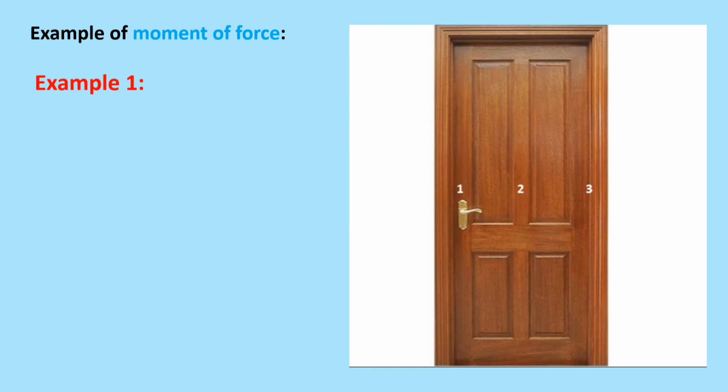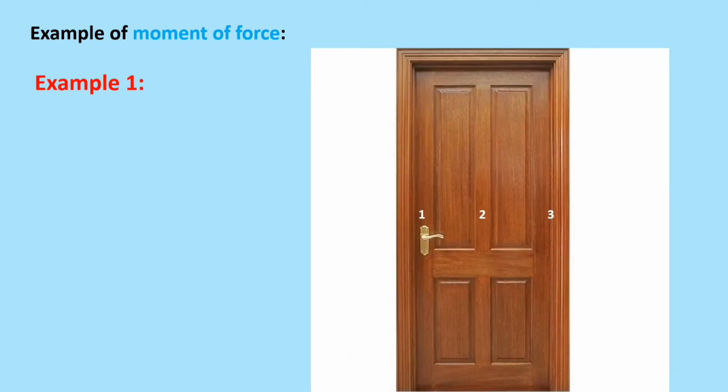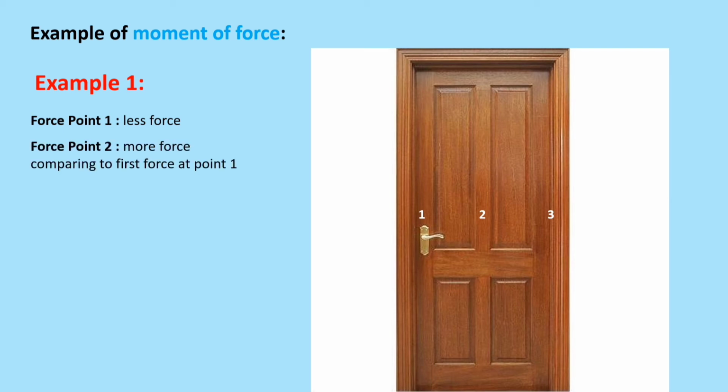Now apply the force at point 3, that is the fixed point. What will you observe? You will observe that the door is not opening. Why? Because you are applying the force at the pivoted point itself. So that's the reason the door will not open. So at point 1, less force; at point 2, you applied more force compared to point 1. Point 3, that is the fixed point, is also known as the hinged or pivoted point. What happened? The door was not opening. The reason? The moment of force is 0.